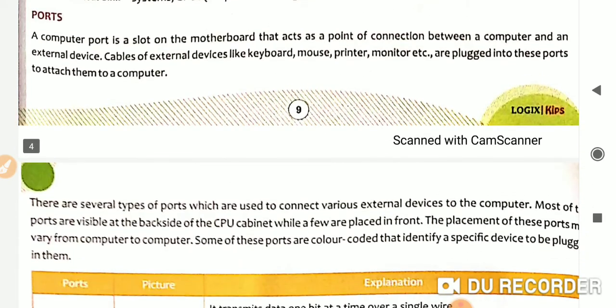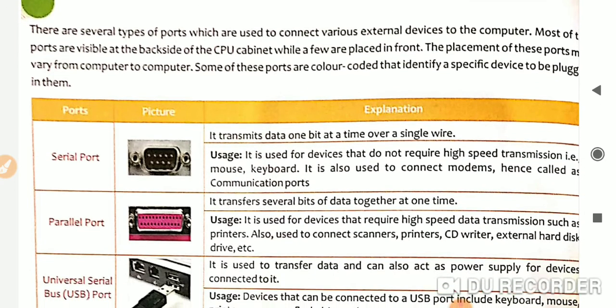Ports. A computer port is a slot on the motherboard that acts as a point of connection between a computer and an external device. Cables of external devices like keyboard, mouse, printer, and monitor are plugged into these ports to attach them to a computer. And there are several types of ports that are used.